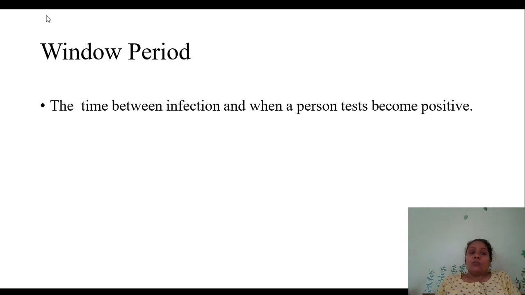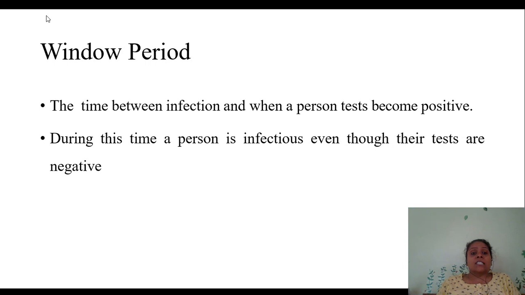The window period is the time between infection and the first test becoming positive. During this time, the person is infected even though the tests are negative. The window period is 6 weeks.